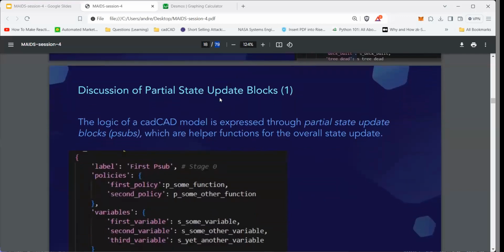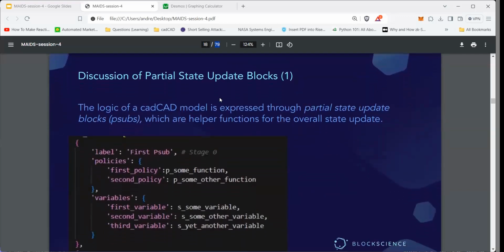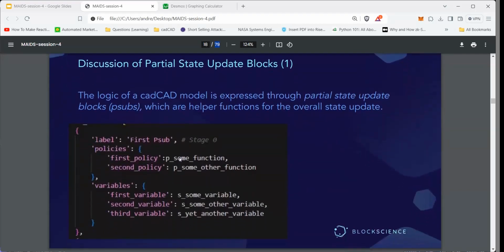So in building these stages, these partial state update blocks that correspond to stages of the model, we have the policy functions that do the internal logic of processing information for the most part. And then we have the state update functions that handle actually changing the values of specific states. And there are reasons that I won't go into at this moment why it is useful to separate those.